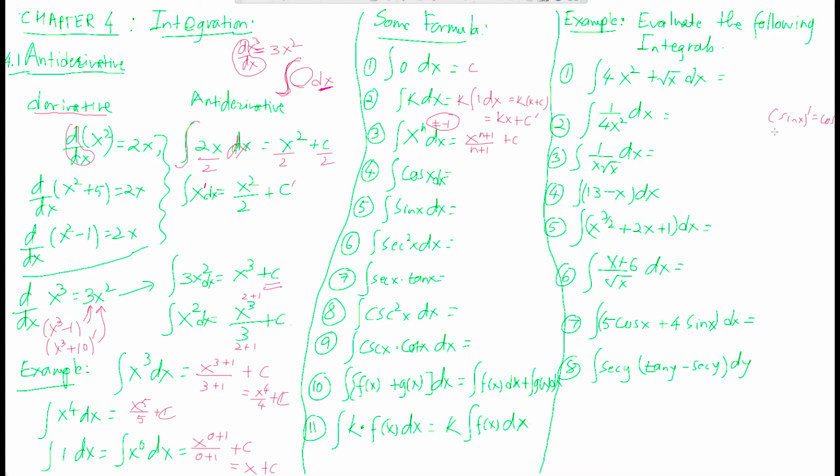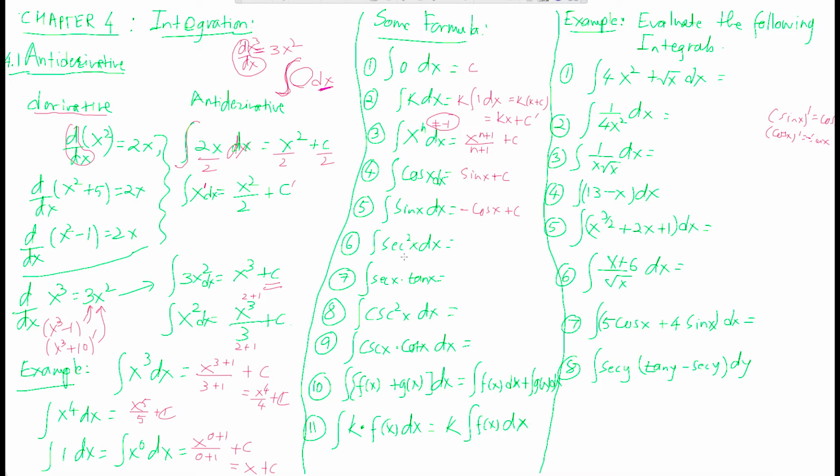So similarly, what is the derivative of cosine x? The derivative of cosine x is negative sine x. So the antiderivative of sine x will be negative cosine x. The antiderivative of cosine x will be sine x plus c. You see that? Because the derivative of sine is cosine and the derivative of c is 0. Similarly, this will be negative cosine x plus c. Why? Because the derivative of negative cosine is positive sine.